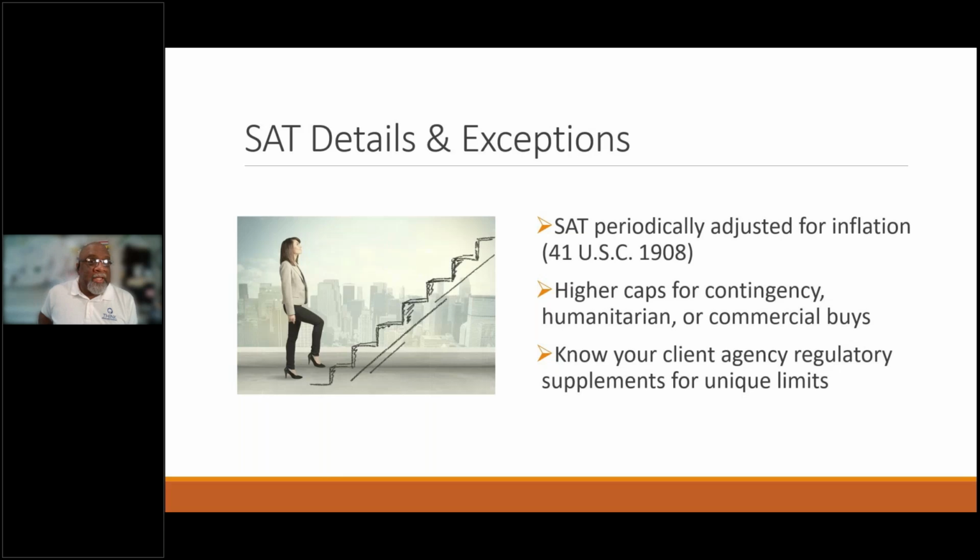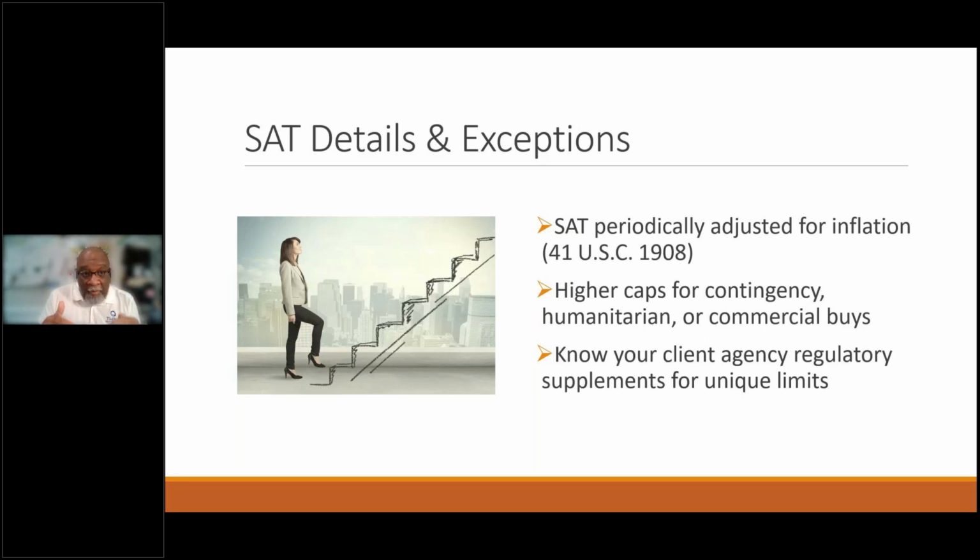Please know, colleagues, that the simplified acquisition threshold has grown over time. There are periodic adjustments for inflation. We're actually in the middle of one right now. As we speak, we're in the middle of a periodic adjustment for inflation, for the micro purchase and the simplified acquisition threshold. Okay, if you have pen and paper close or something to write with, write these down.